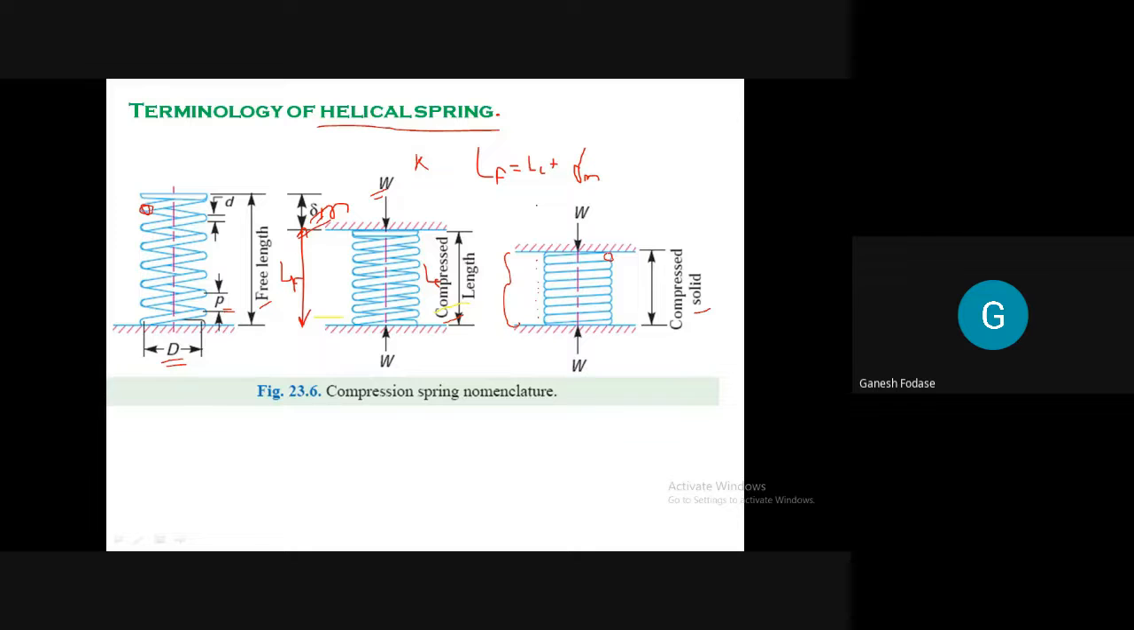Now, how can we write this relation in terms of solid length? Instead of LC, okay, delta max is okay. So LF is equal to delta max plus LC. But how do I write LC in terms of solid length? Can anyone observe and tell me the relation between this?